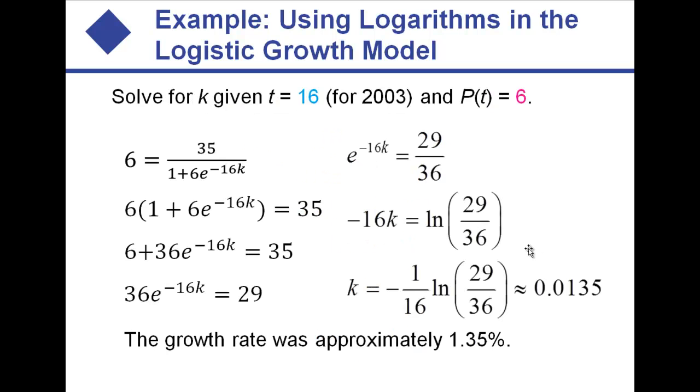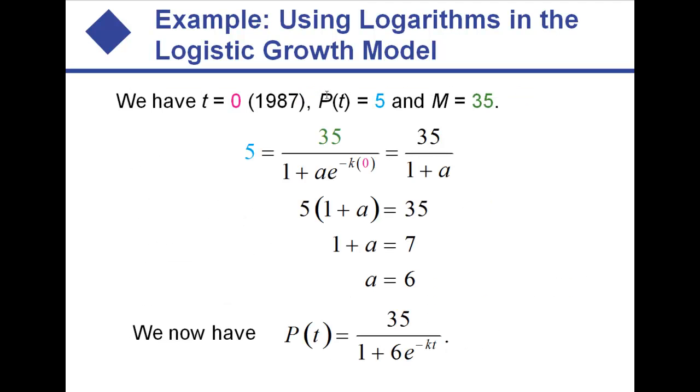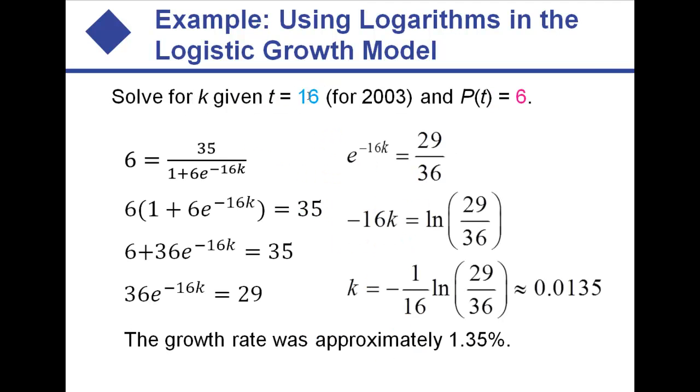Now that we know what a is, we can solve for k with our second piece of information, which was 16 years later. 2003 is 16 years past our starting point, which was 87. So that's why this is t equals 16. The population was 6, so we put in 6 for the population. We still have 35 for m. We got the 6 for a that we solved before, and now we just put in 16 for t. Remember, this was negative k times t, so when we put in 16, it was negative k times 16, and all we did was write it in this direction because it's usually more common to write the constants first and then the variable after it.